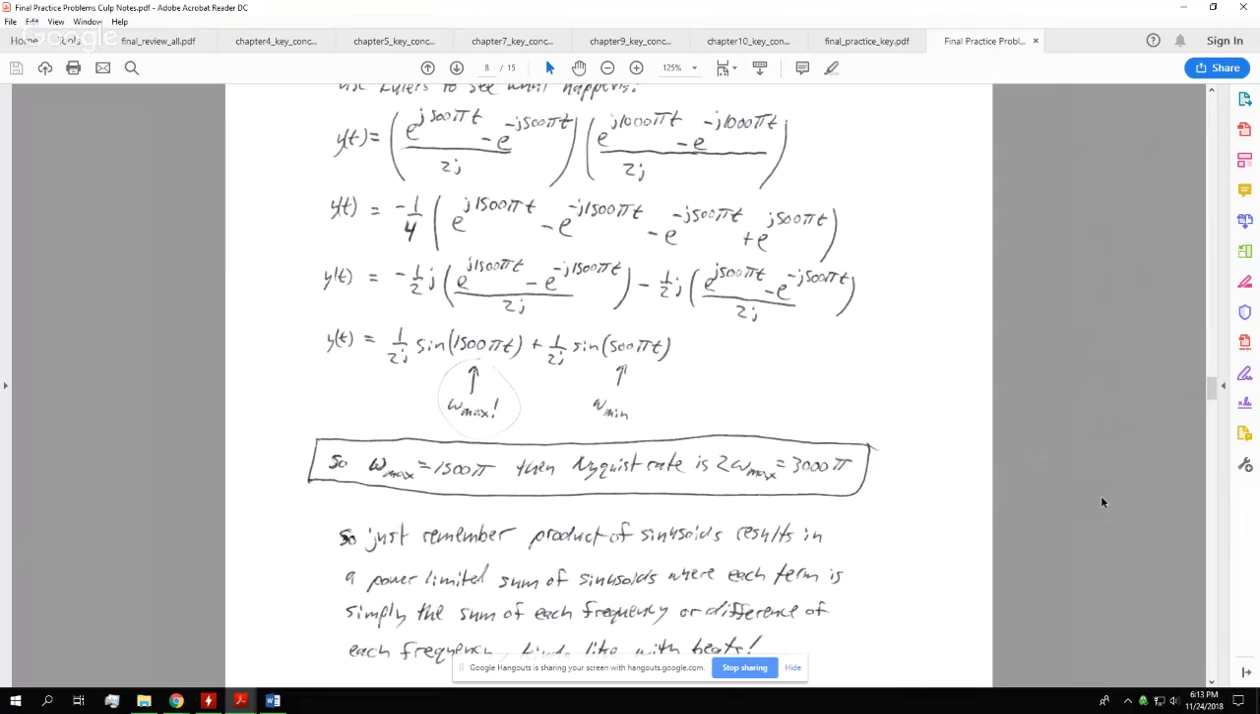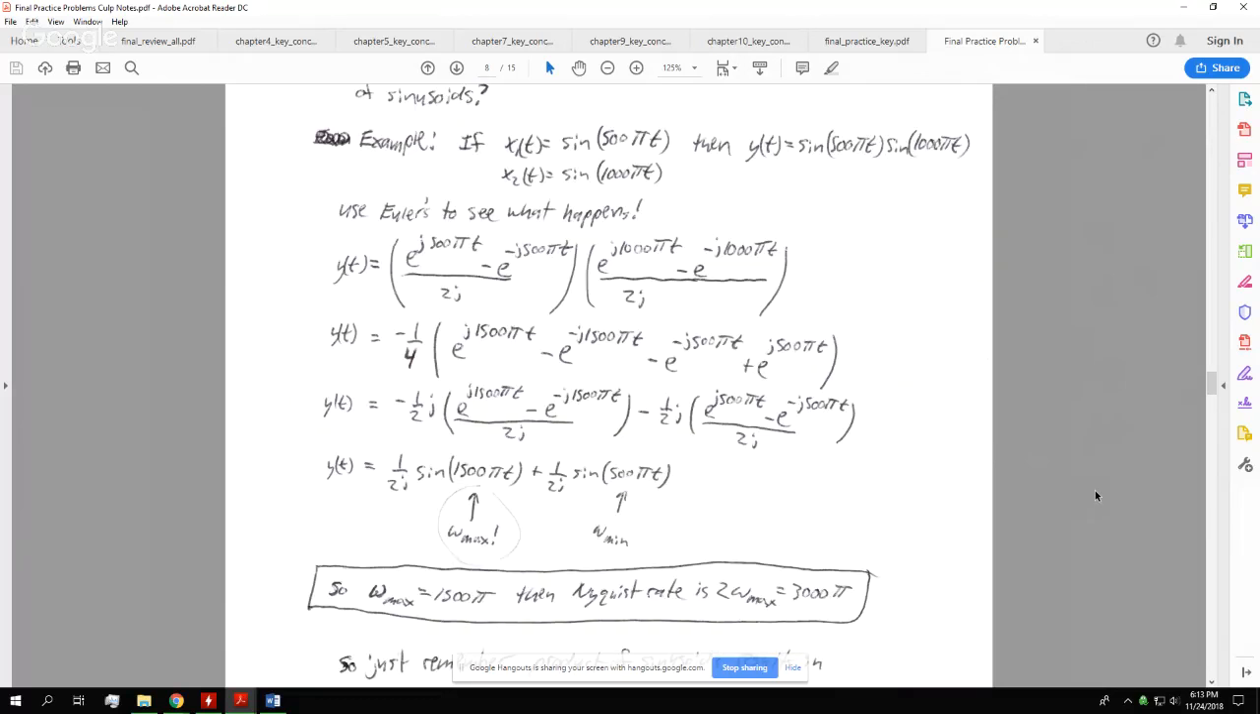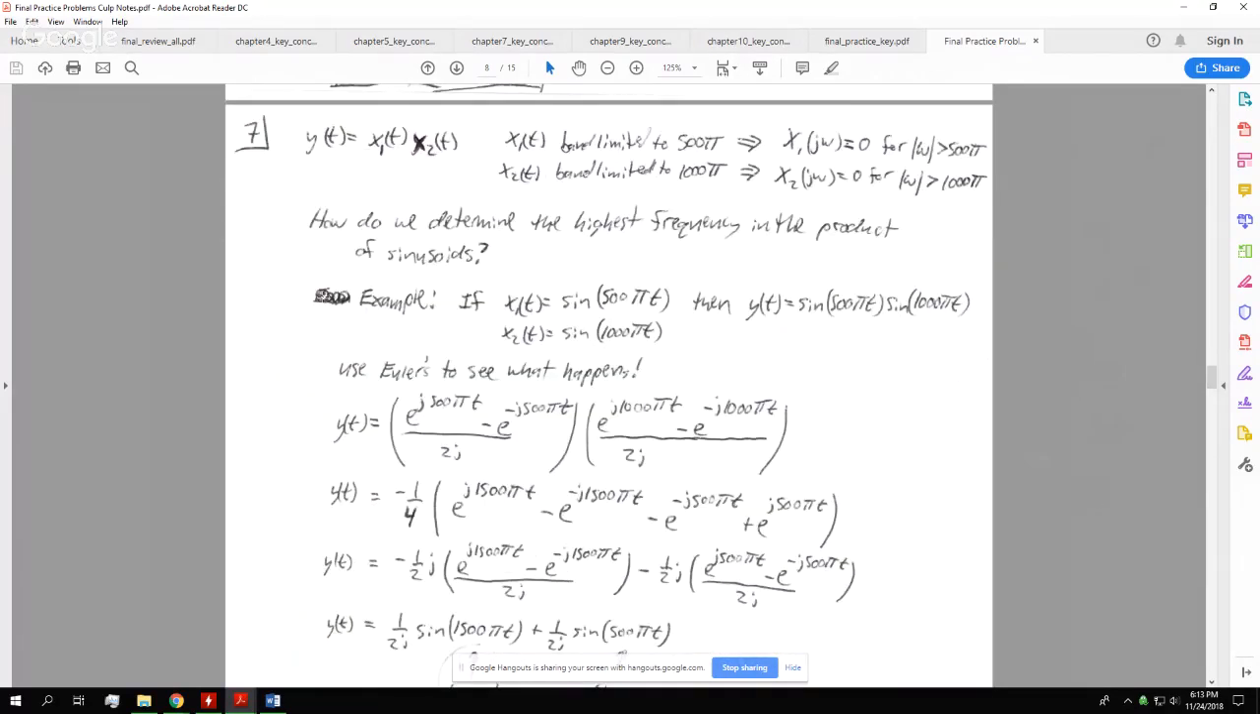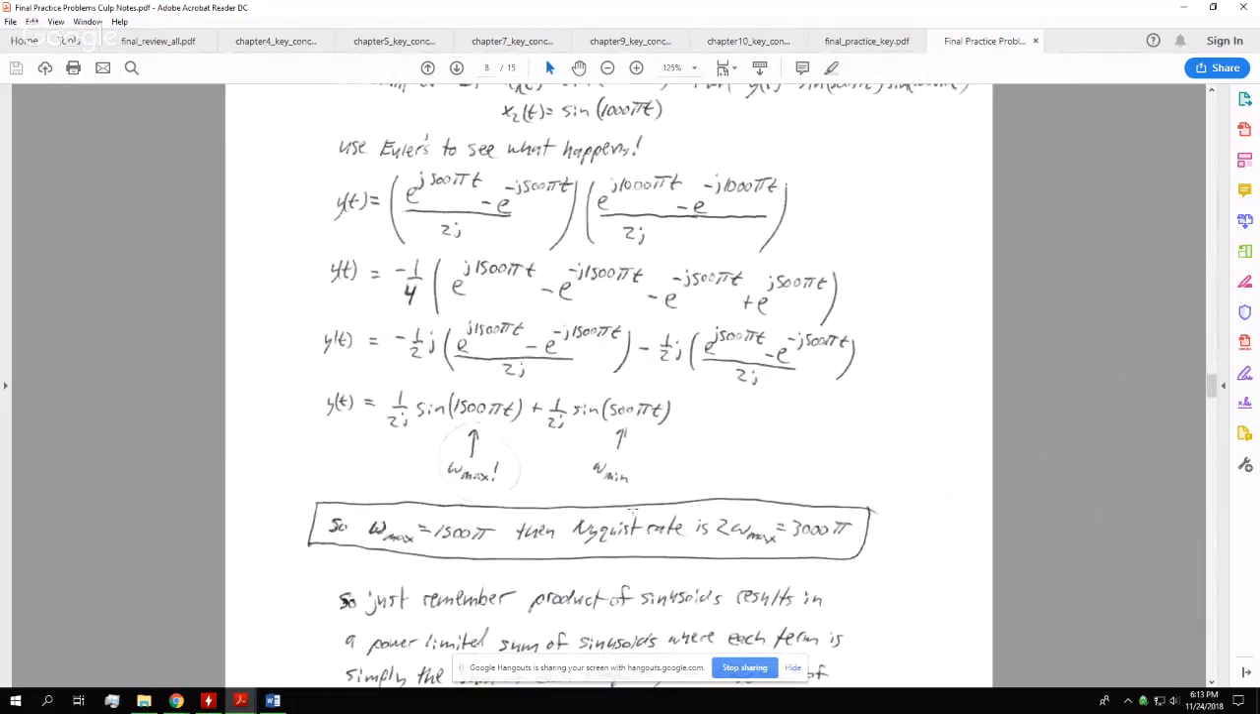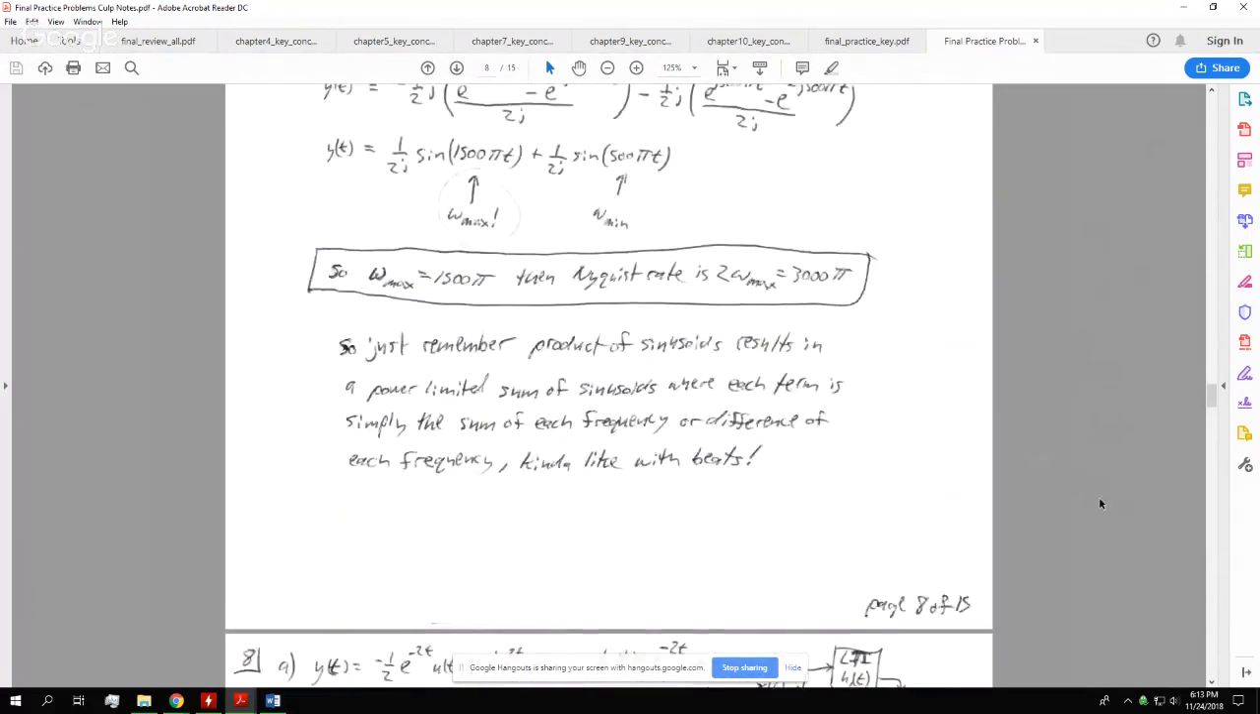So that was a very easy problem if you knew what you're doing. I went on a big tangent, but hopefully that explains why you find your Nyquist rate to be 1000 pi. Now I have another little note before I move on to number 8, or before James takes on number 8.